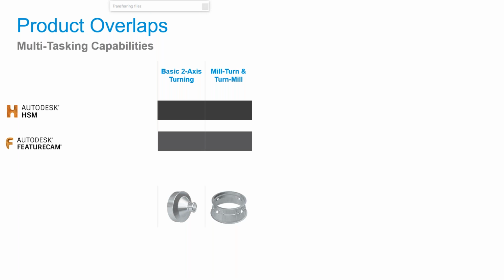But when it comes to multitasking, again, here you would see that HSM can do basic 2-axis turning. It can do mill turn and turn mill as well. Same with FeatureCAM and PowerMill. So till now you see that all the 3 products have maybe similar capabilities.